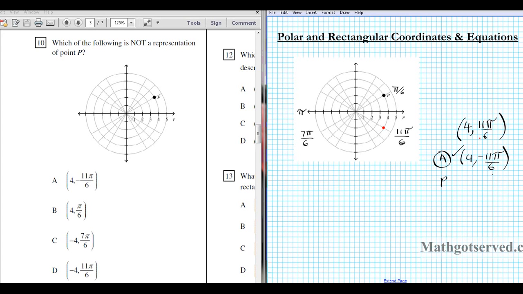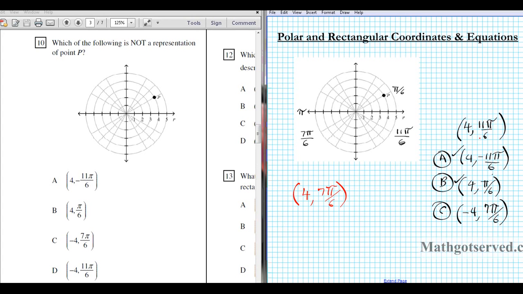It matches. So option B is also good because it takes us right to the point we want. 4 and pi over 6 is also good. All right. Let's take a look at option C. Negative 4 and 7 pi over 6. Okay, so first of all, let's graph 4 and 7 pi over 6 first, and then we're going to do our appropriate reflection to see where it takes us.